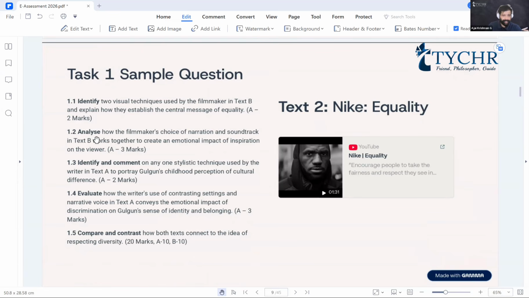The 4 questions, the 2 mark and 3 mark questions, starting with identify, analyze, identify and comment, evaluate. Here's one more thing to add. Some questions will probably have more than one command term. For example, here, if you see the first question, identify and explain. Okay, this command term is hidden here. So just because the command term is only asking you to identify, please don't stop there. Go for an explanation or go for analysis if possible. That is the best way to score your marks.